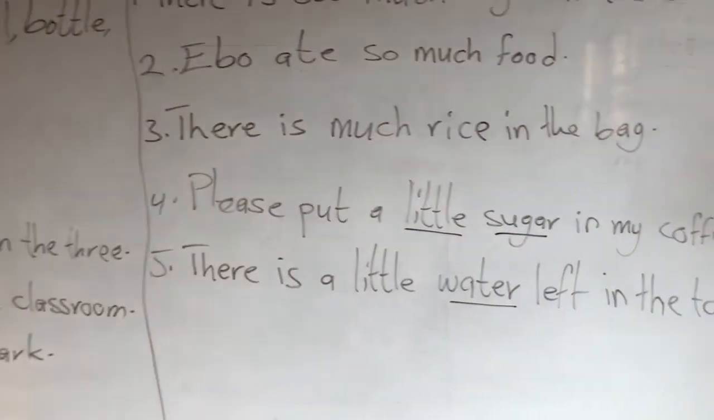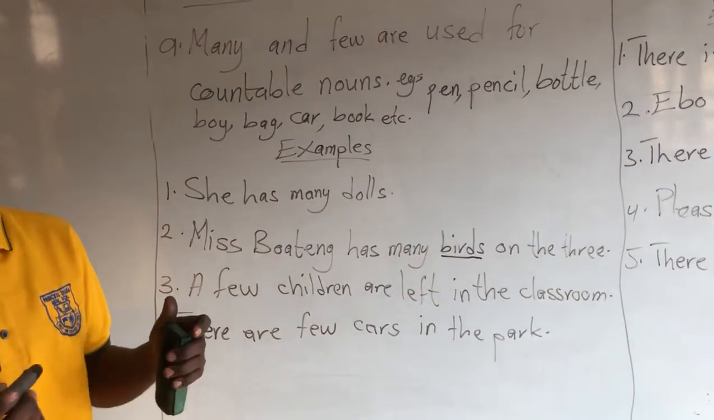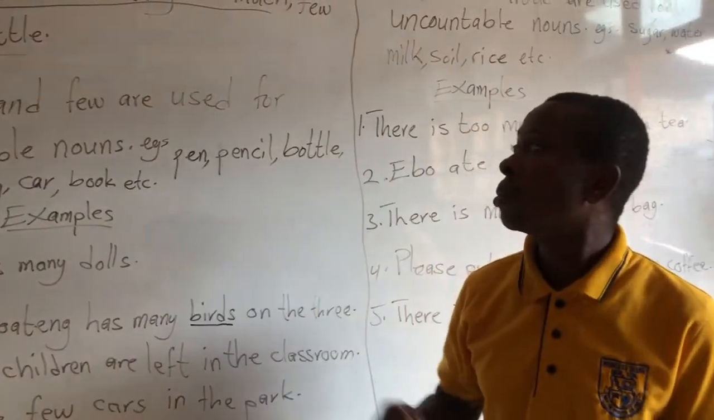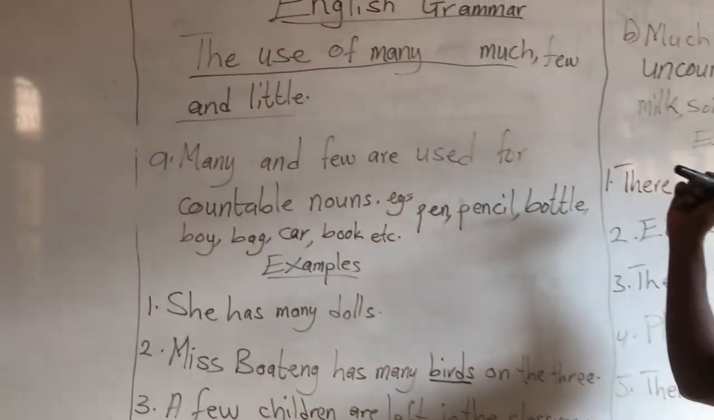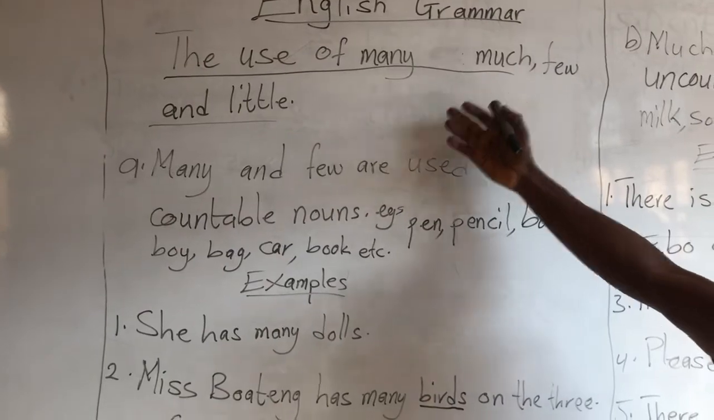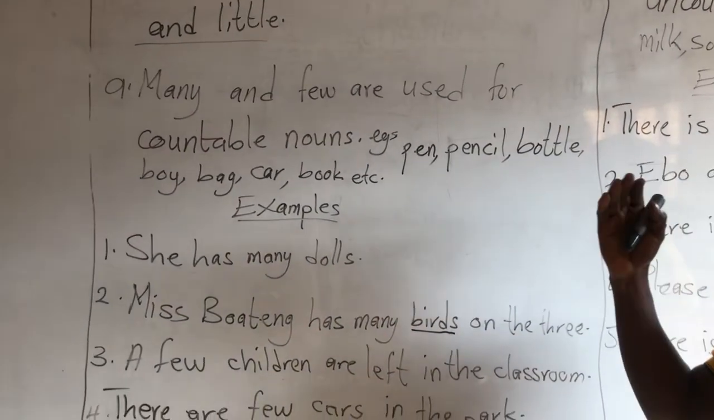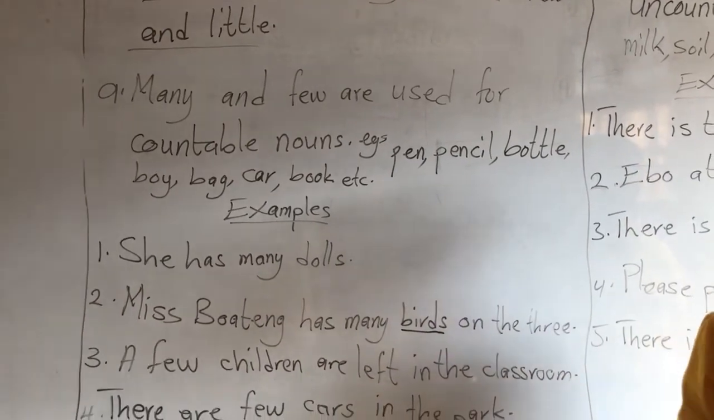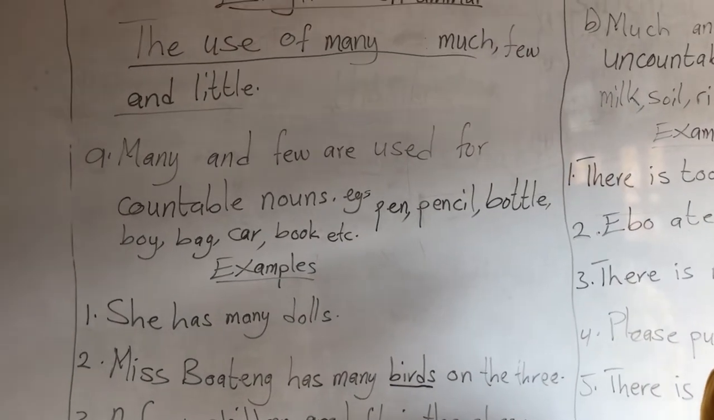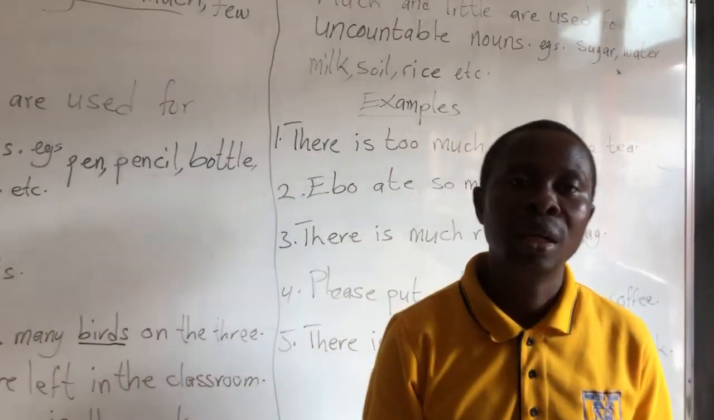Very good. I hope you are doing well. So today we have learned how to use many, much, few, and little. They are adjectives. We say that many and few are used for countable nouns, and much and little are used for uncountable nouns. So I would like to bring the lesson to an end.